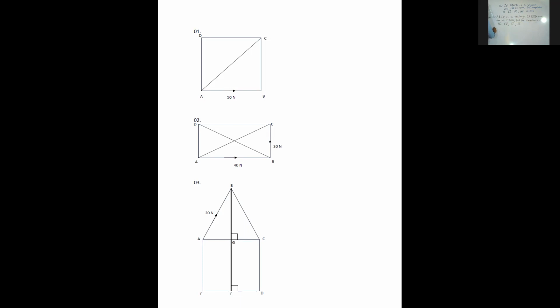Then the third one. ABC is an equilateral triangle, and ACDE is a square.